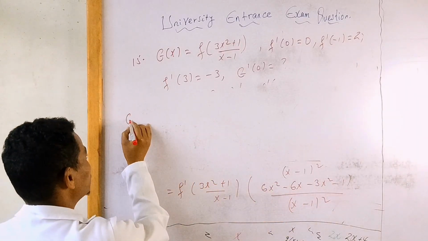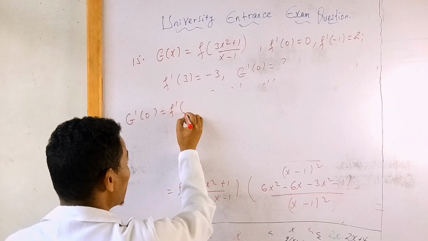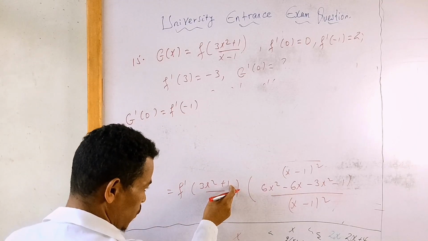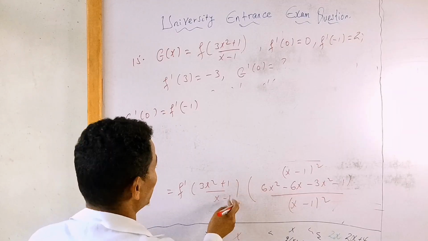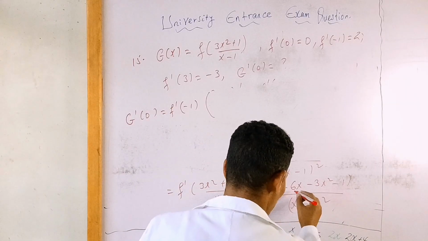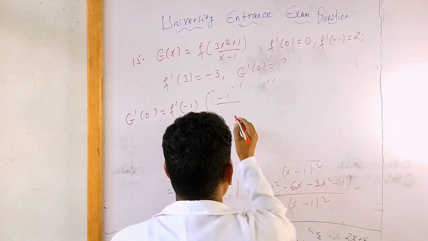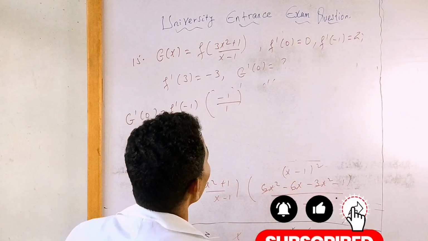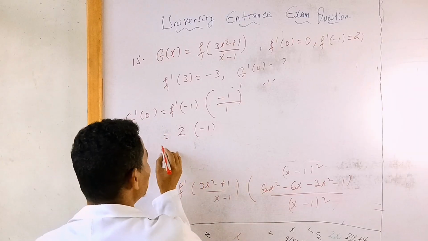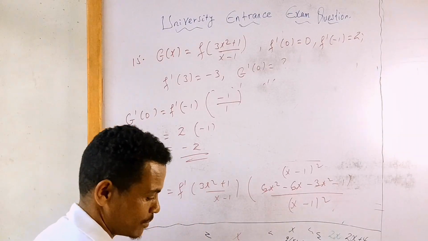So what is asked is g derivative at 0, which is equal to f derivative at 0 plus 1 over 0 minus 1, that is 1 over minus 1, so f derivative at minus 1, into 6x square, which at 0 is 0, and 6x is 0, so the numerator is 0 minus 1, that is minus 1, over x minus 1 squared, which is 1. Since f derivative at minus 1 is 2, we have 2 into minus 1 divided by 1 is minus 1, so g derivative at 0 is equal to minus 2. So the answer to question 15 is minus 2.